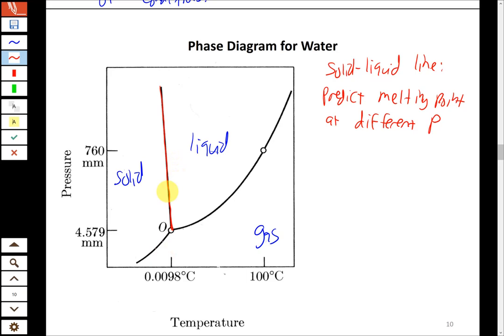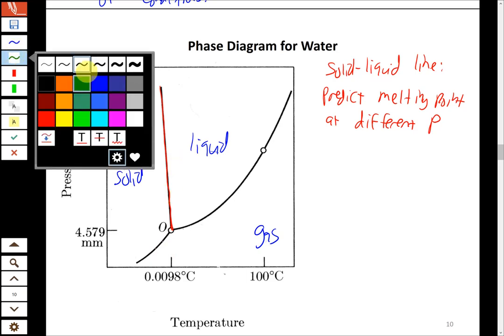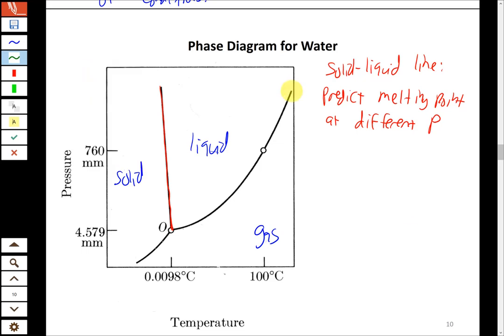Now the other line that we have here divides liquid and gas from each other. So I'll draw that in green here. And this again is the borderline between liquid and gas, so that allows us to predict the boiling point at different pressures, which you can see in this case is much more strongly dependent.